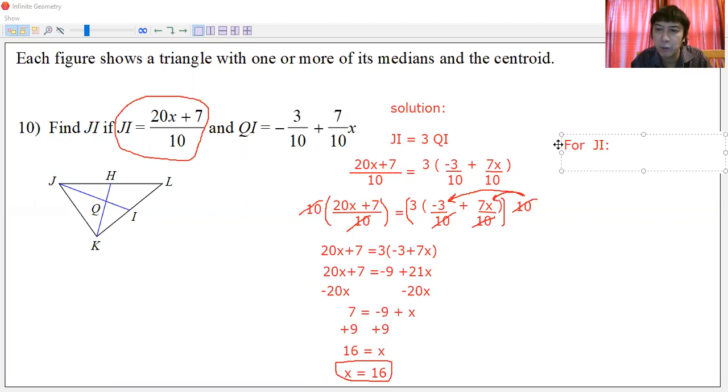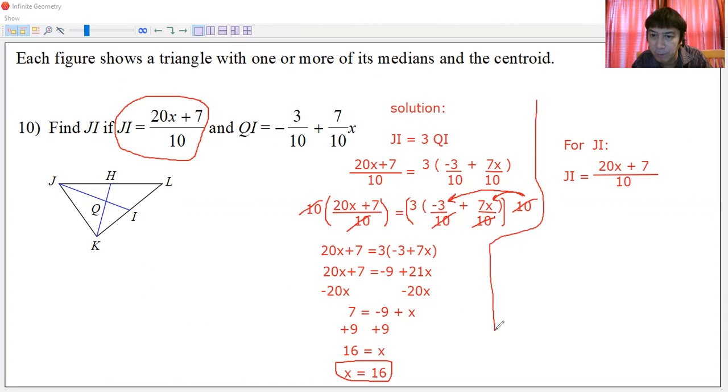All right. And we have the formula for JI is equal to 20x plus 7. We divide that by 10, so I put the division symbol. And then we will now use the 16. Let's put a fence here so they don't mix up. Okay, continue with the JI.